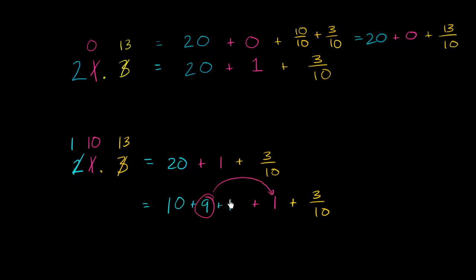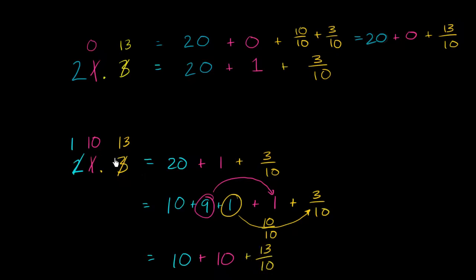And I'm going to take this 1 that I took from the tens place and give it to the tenths place. So 1 is the same thing as 10 over 10. And so when you regroup this value, you get 10 plus 9 plus 1 is 10. And then 10 tenths plus 3 tenths is 13 tenths. So that's all that happened here.